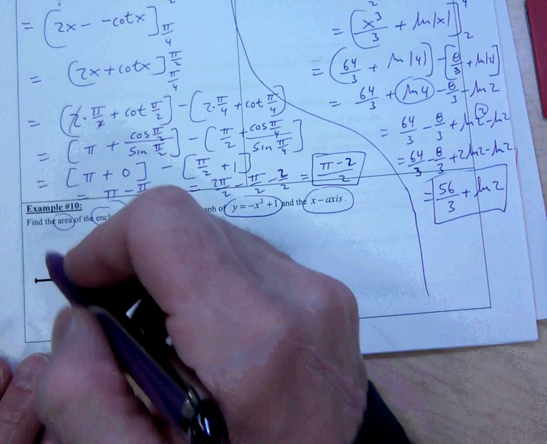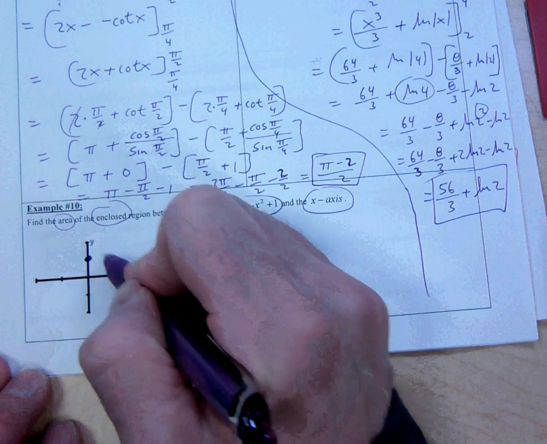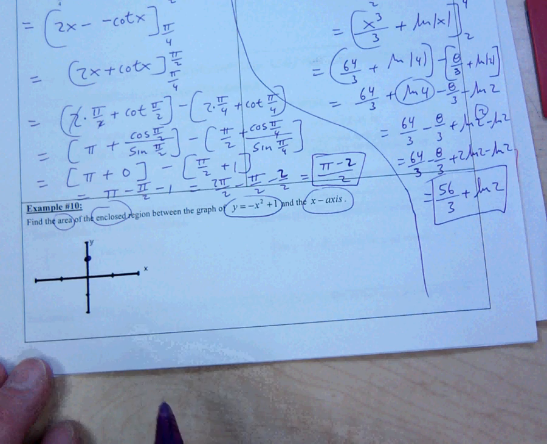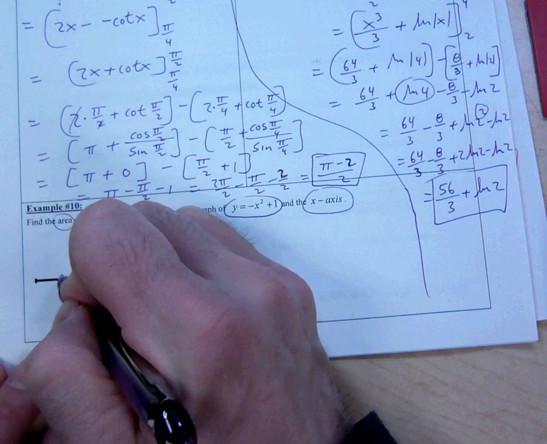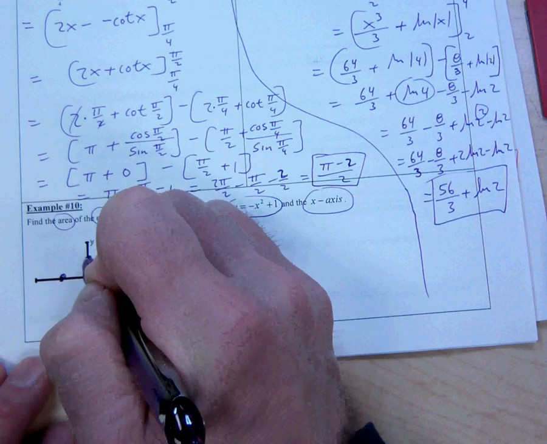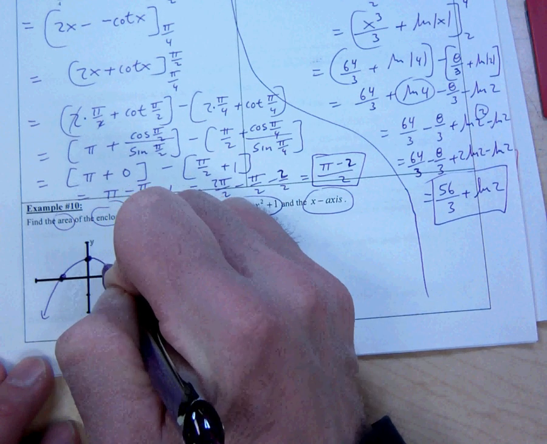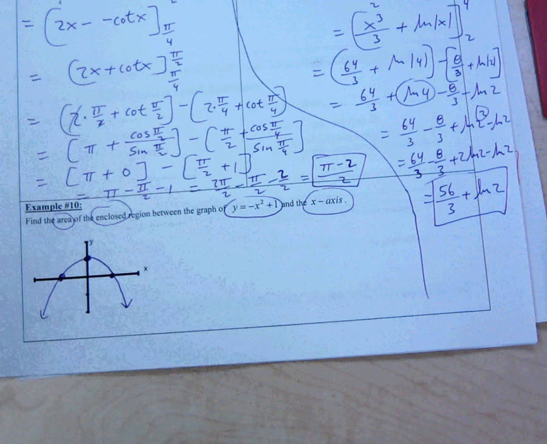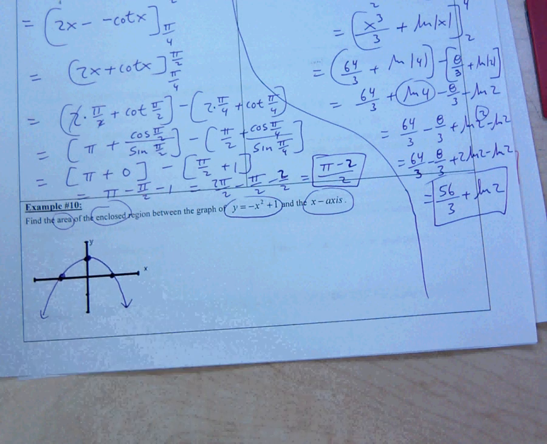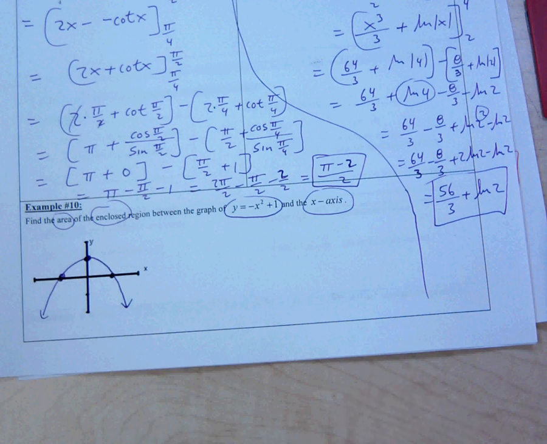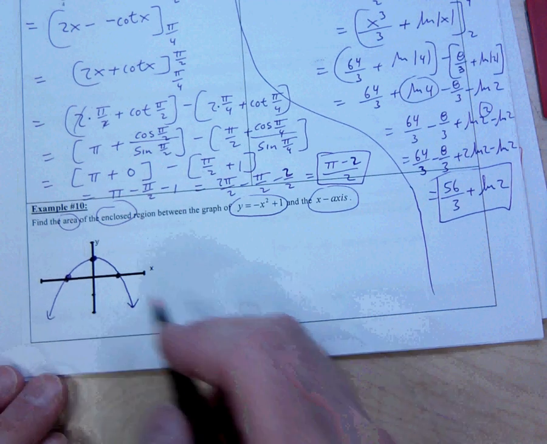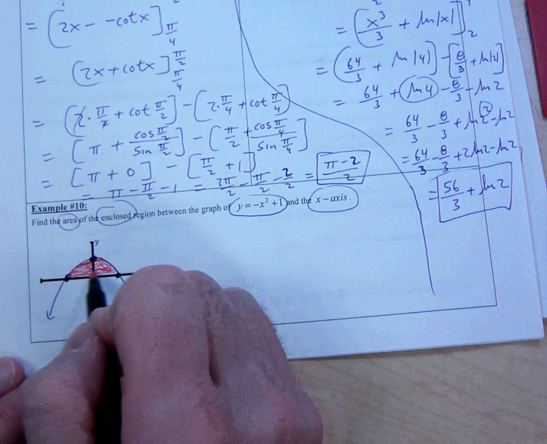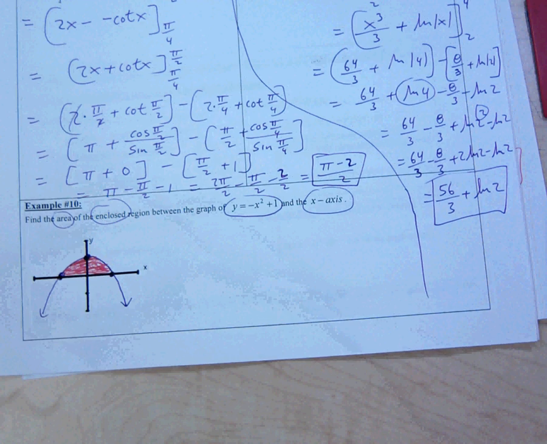And so that's going to be the vertex, right? And it's going to open downward. And by the way, you can quickly do the math in your head. What are the x-intercepts going to be? 1 and -1. Okay? So everybody agree that's what my function looks like? And then I want to find the area of the enclosed region between that graph and the x-axis, right? So we're talking about this, aren't we? Isn't that the area we want to find? Everybody agree? All right.